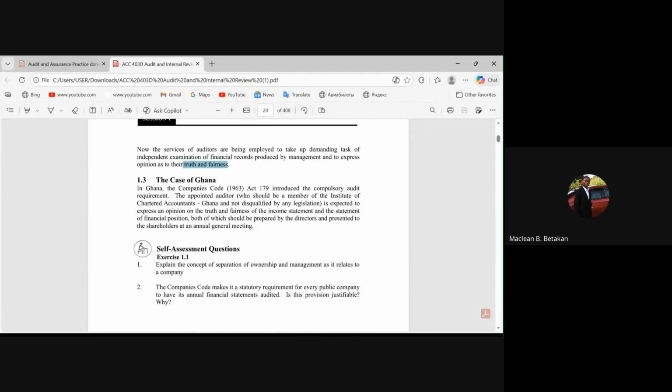So the case of Ghana. In Ghana, which law is governing auditing? There are so many laws that govern auditing. The Companies Code is where auditing rests. That is where auditing is emerging from. What is the current code? This is the old Companies Act. What is the current act?